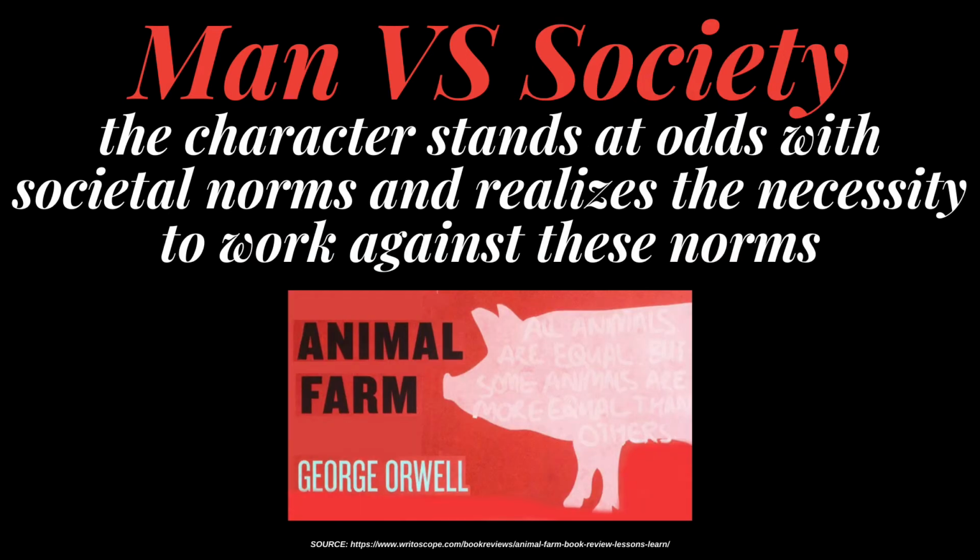The third one is man versus society. In this type of conflict, the character stands at odds with societal norms and realizes the necessity to work against these norms. While the characters of George Orwell's Animal Farm are animals rather than people, it still illustrates a story driven by rebellion against the society as the characters struggle against a corrupt power structure, create a new society, and continue to experience struggles within the new society.